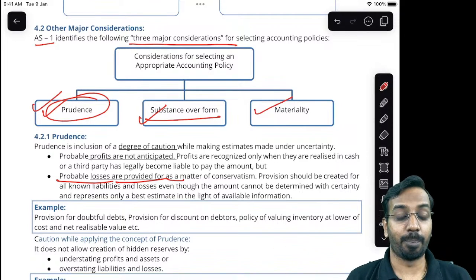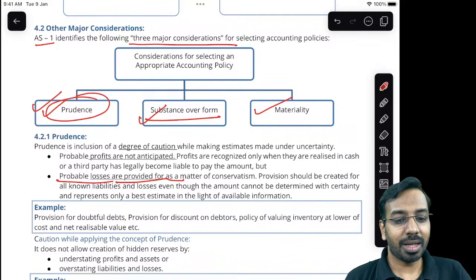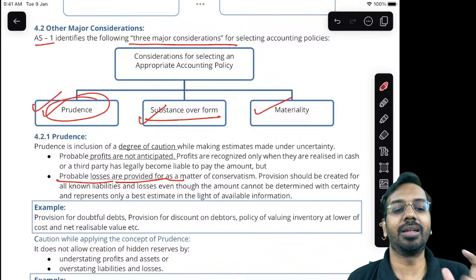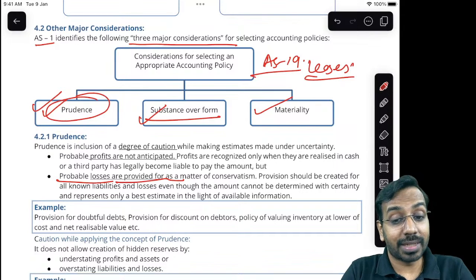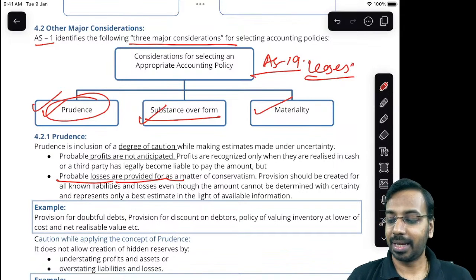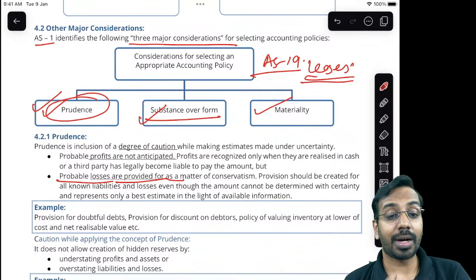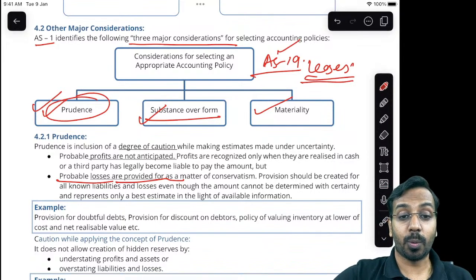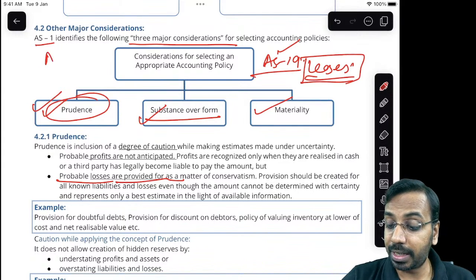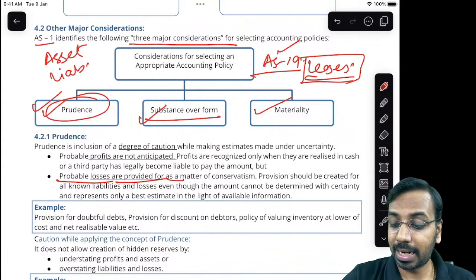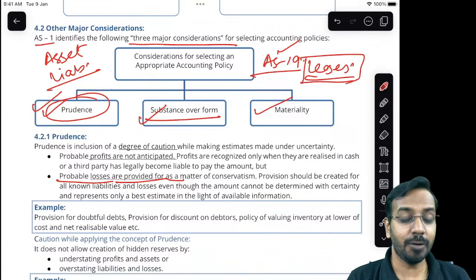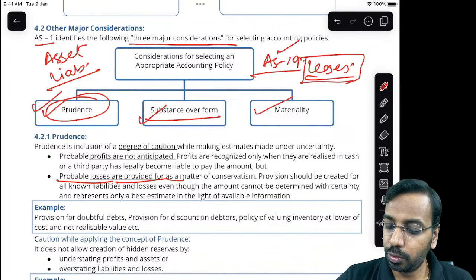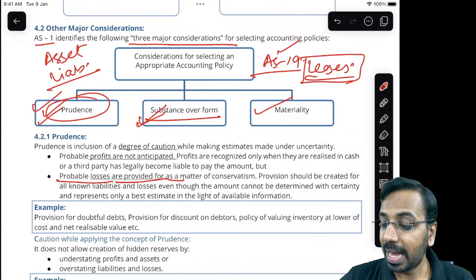Then substance over form. We need to account for a transaction considering the substance of the transaction rather than the legal form. For example, you will learn in accounting standard 19 a concept called leases. Now in case of leases means what? We have taken something on rent. Now when you have taken something on rent, we should actually account for rent expense. But AS19 provides some situations where even if you have taken something on rent, you will recognize an asset and a liability. Why? Because the substance of the transaction says that it is not a rental transaction, it is a purchase transaction. So you will choose prudence, you will choose substance over form and materiality.